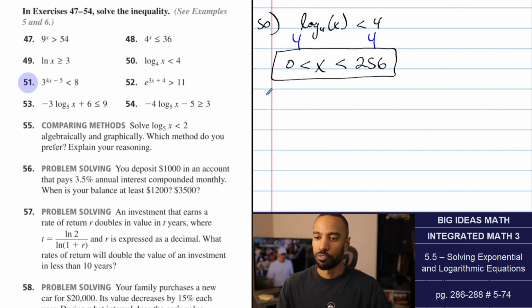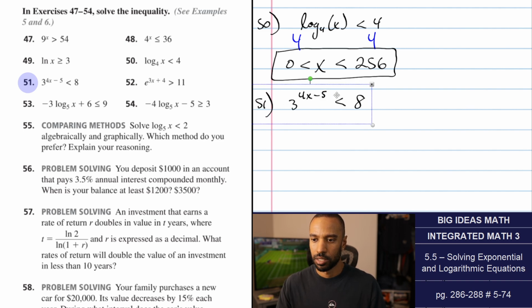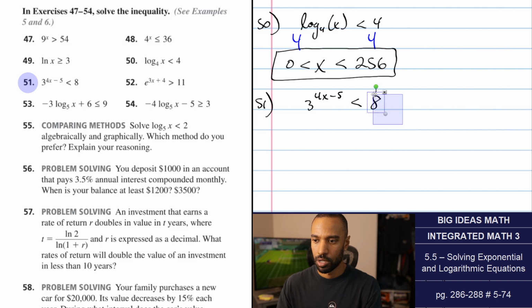We're back to exponential functions on number 51. So 3 to the 4x minus 5 is less than 8. Now there are no domain restrictions in this scenario, so we're good there. I should probably break this up a little bit. Give me 1 second. As always, probably faster to just rewrite it.